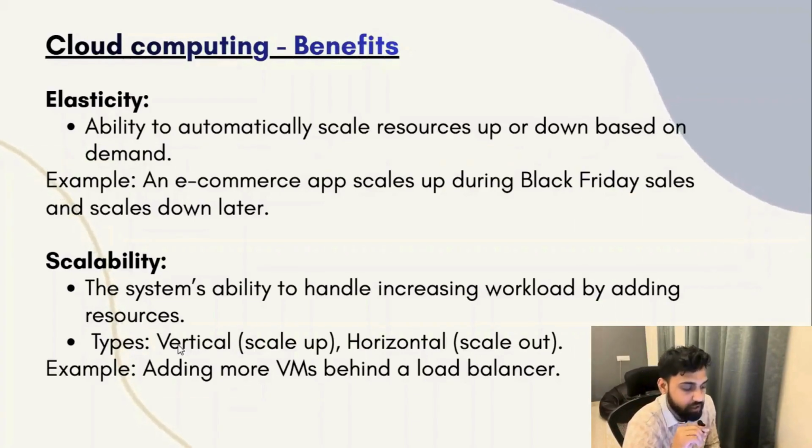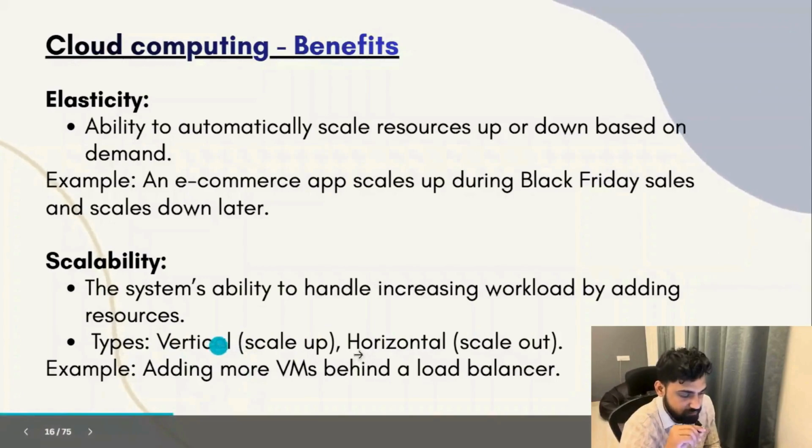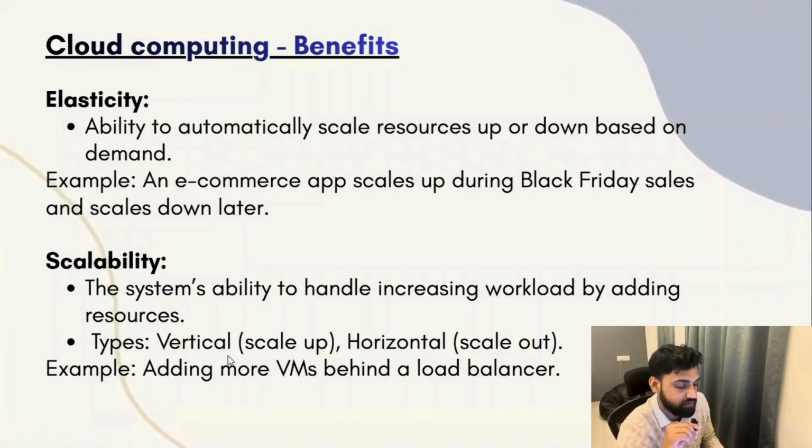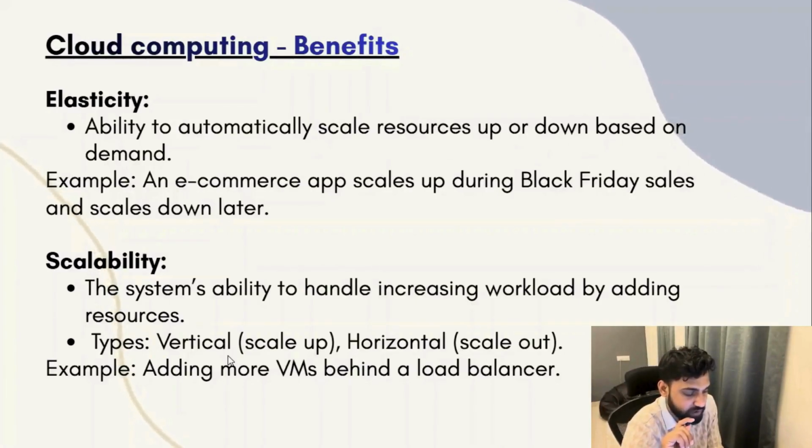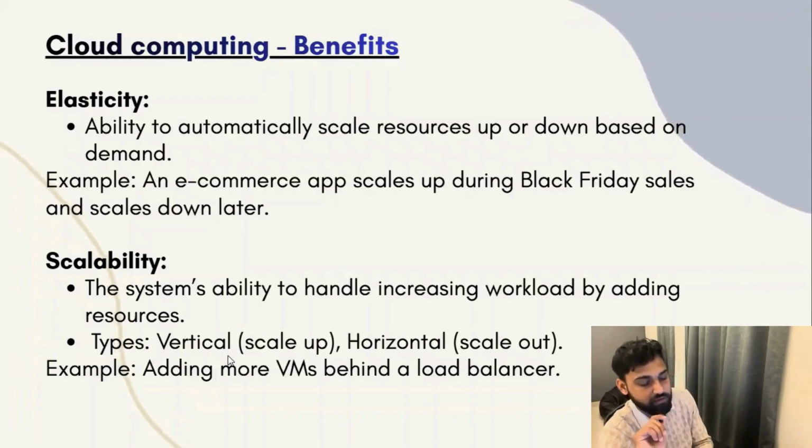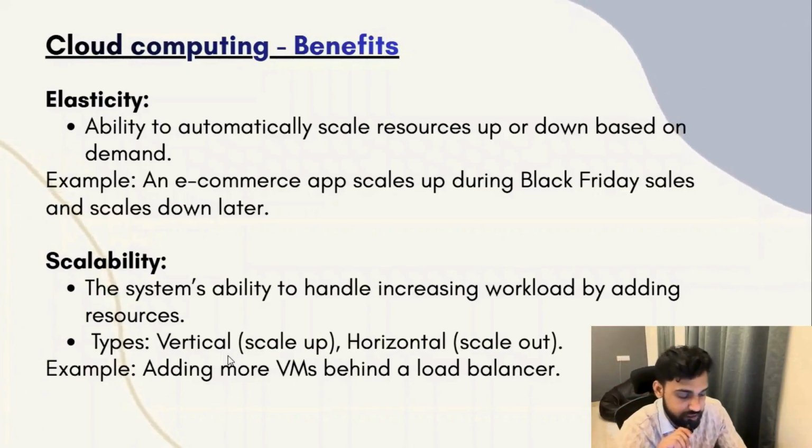I hope with these keywords you can understand. Vertical means whatever it has right now, you are just increasing the quantity of it, and horizontal means duplication. An example is adding more VMs behind a load balancer. We will see later what a load balancer is; this is an advanced topic.